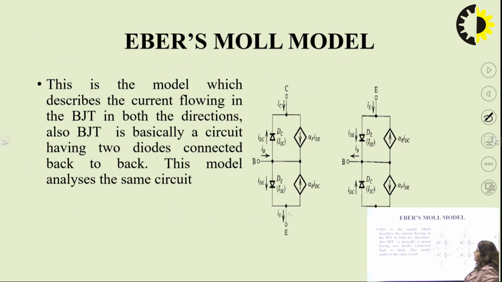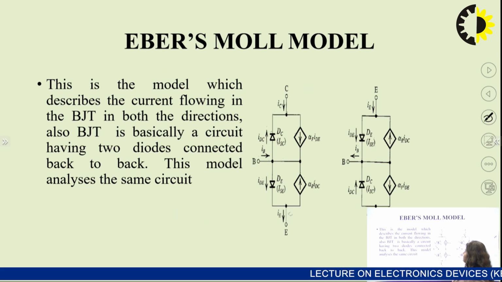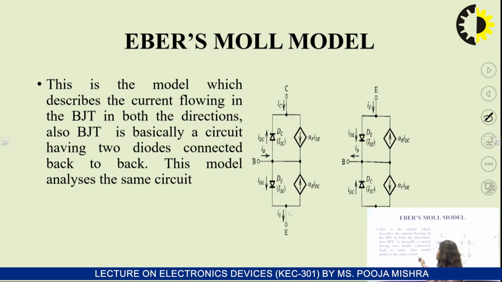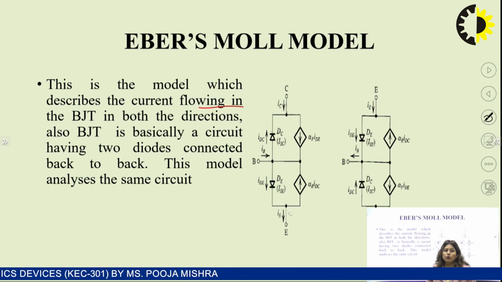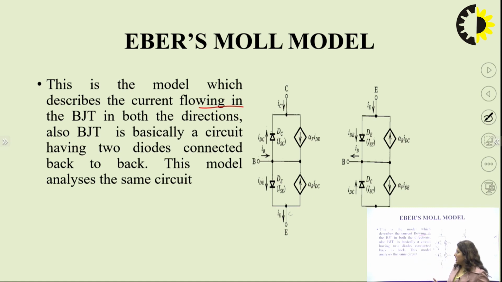So next we have Ebers-Moll's model. So this model is basically used to describe the current flowing in the BJT in both directions, and BJT is basically a circuit having two diodes connected back to back. We have already seen that when we connect two PN junctions, we have a BJT or bipolar junction transistor. So this model analyzes the same circuit.